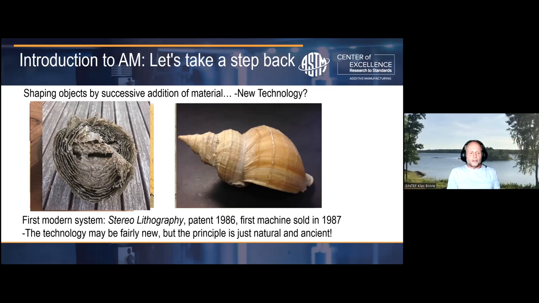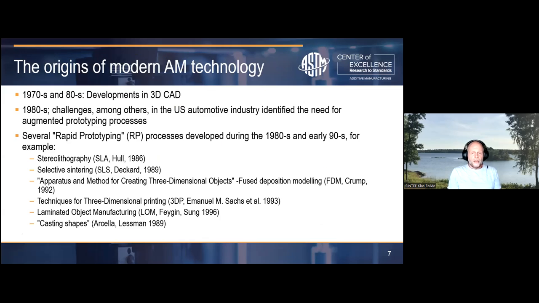The first modern additive manufacturing system, stereolithography, was patented in 1986, and the first machine was sold in 1987. So the technology may be fairly new, but the principle as such is natural and really ancient. Modern additive manufacturing actually came out of developments of 3D CAD systems during the 1970s and 80s.